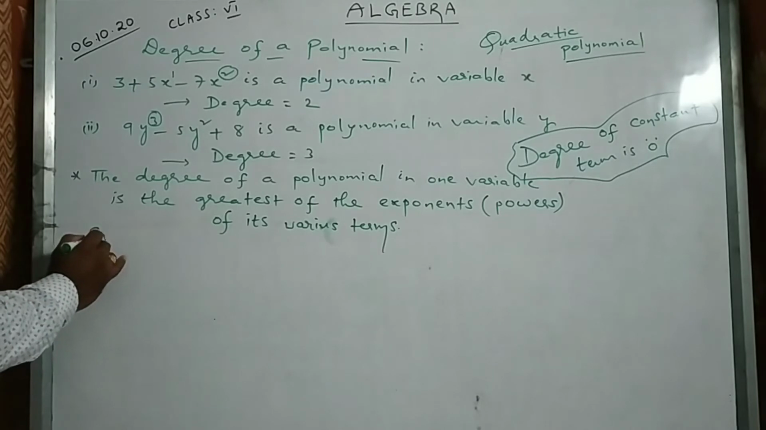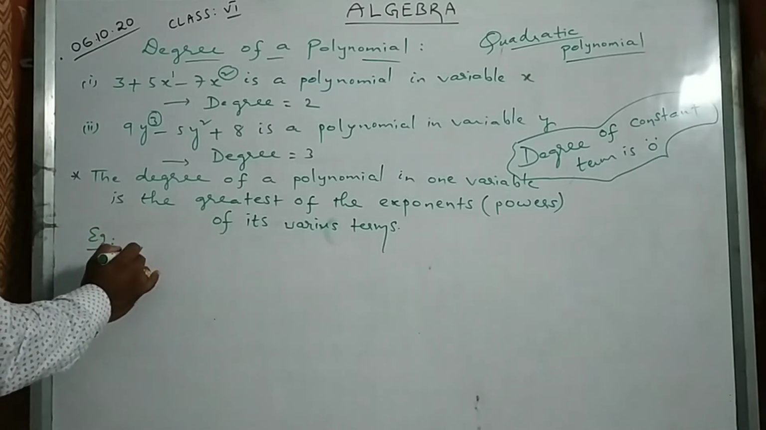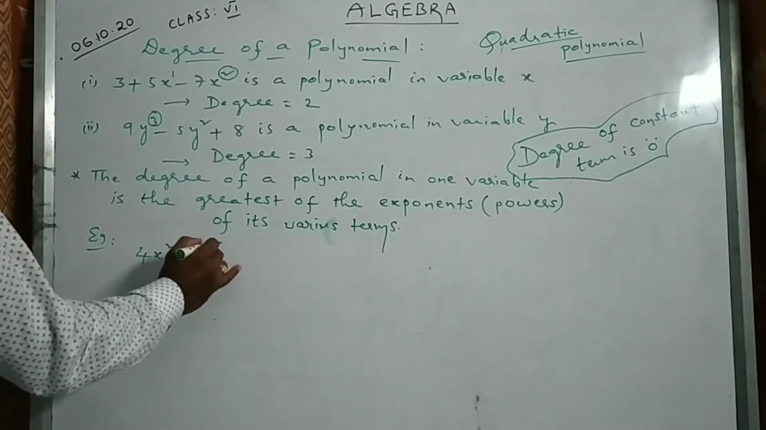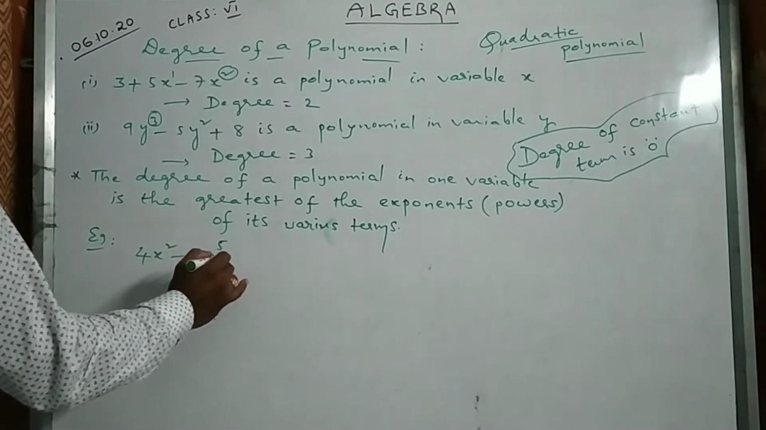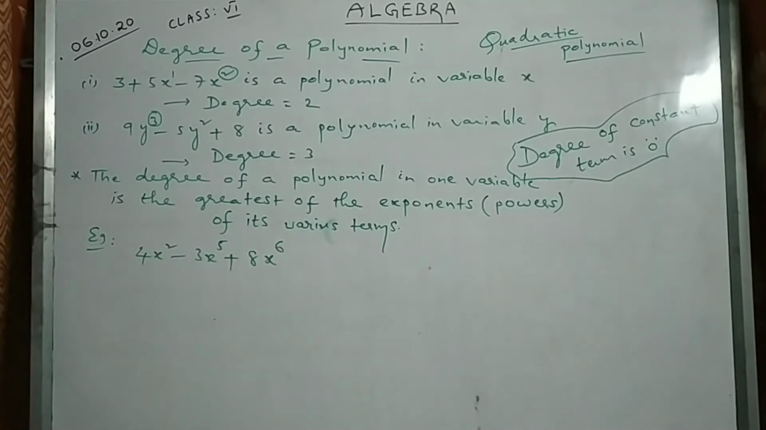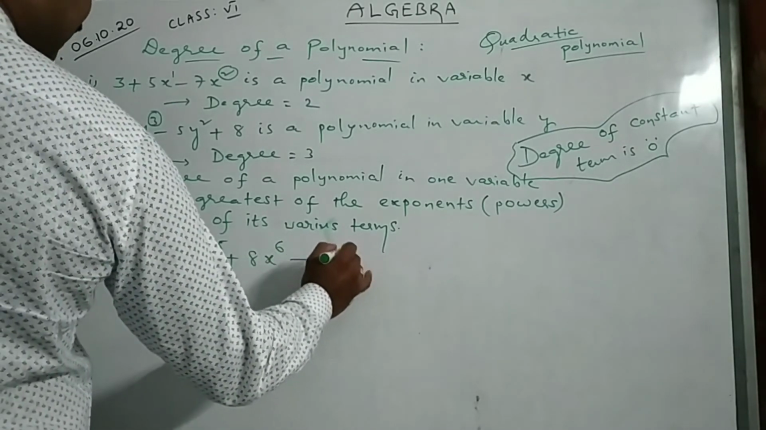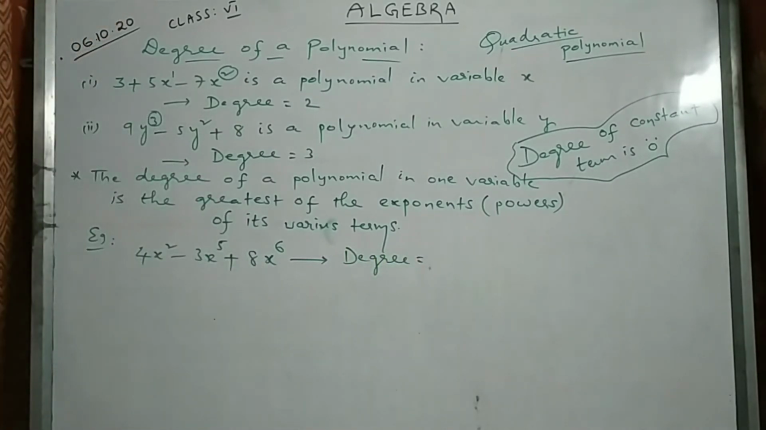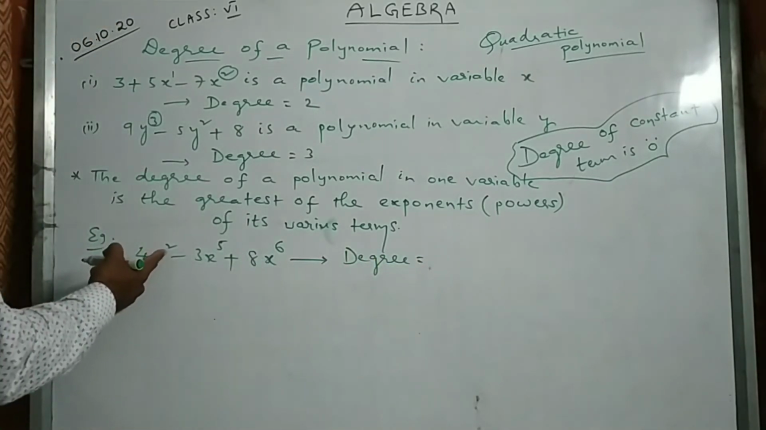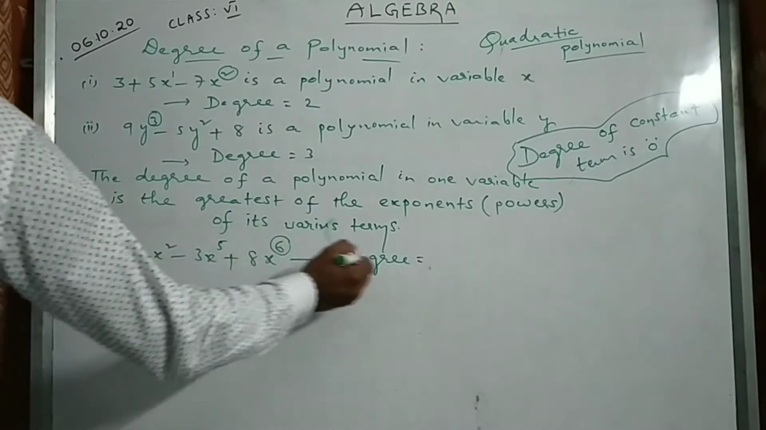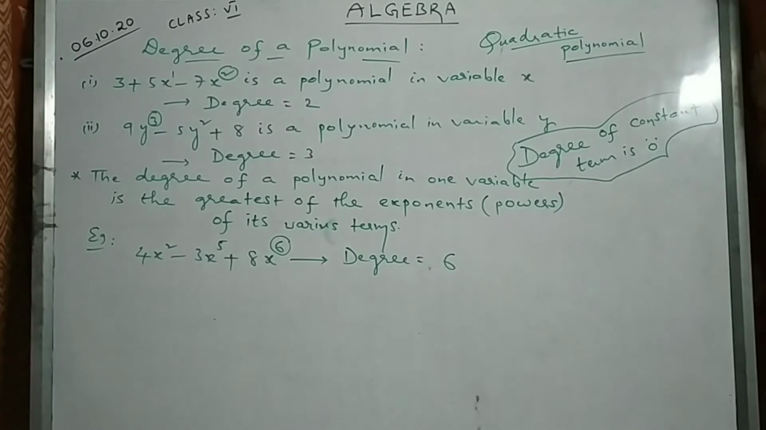For example, 4x square minus 3x to the power 5 plus 8x to the power 6. What is the degree of this polynomial? What is the highest degree here? Here 2 is there, 5 is there, 6 is there. Highest degree how much? 6. It is very easy, right?